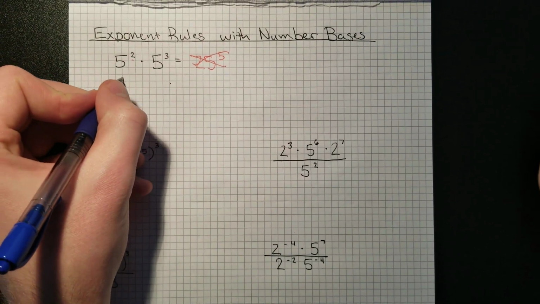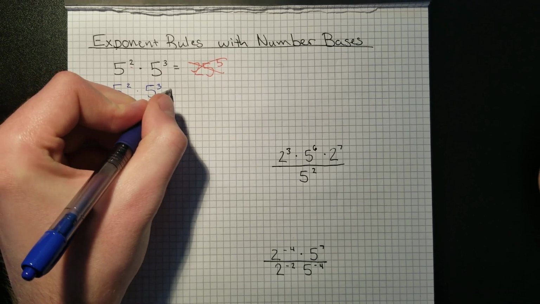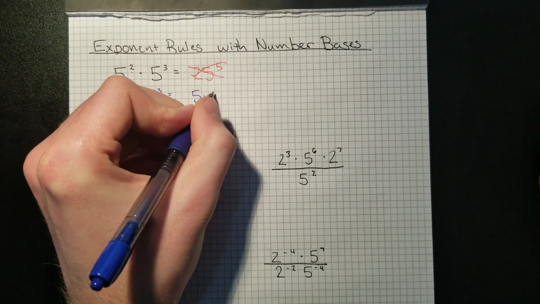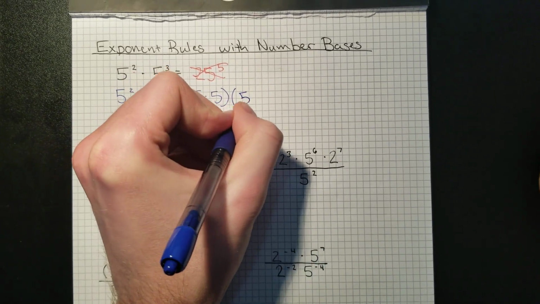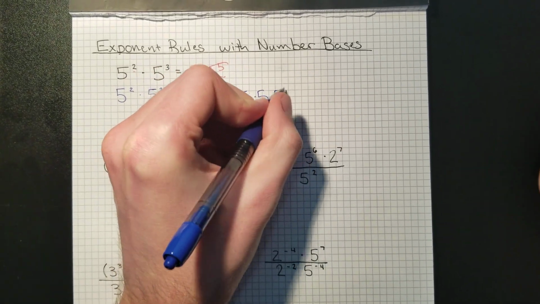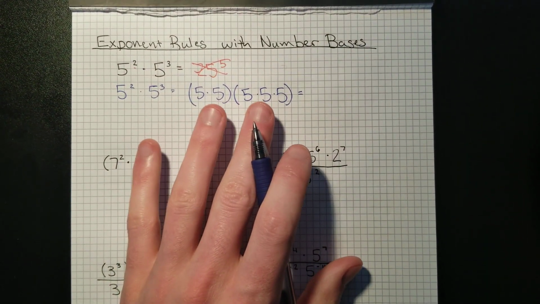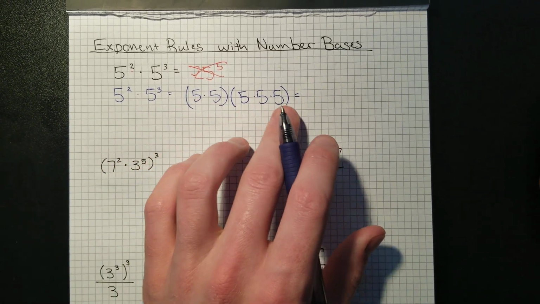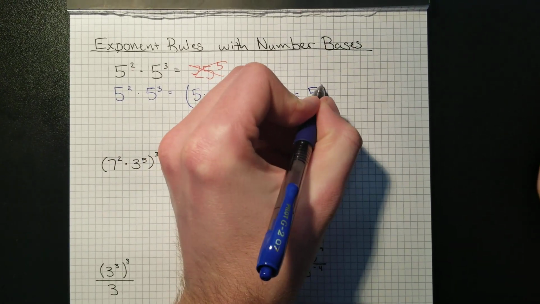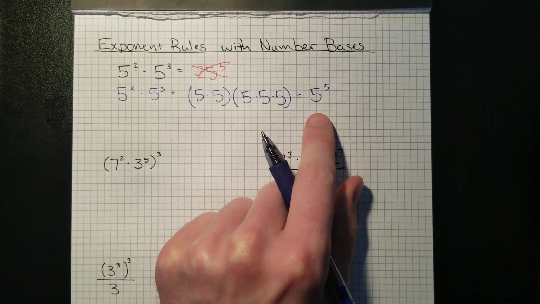So we're going to do expansion here. 5 squared times 5 to the 3 is the same as 5 times 5 multiplied by 5 times 5 times 5. And if we expand it like that, you can actually see now that 1, 2, 3, 4, 5, that would actually be 5 to the 5th, not the 25. You wouldn't actually multiply those.